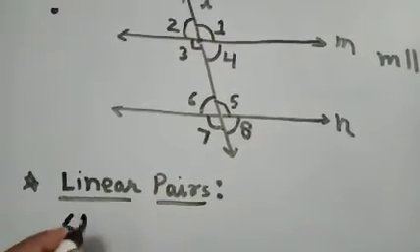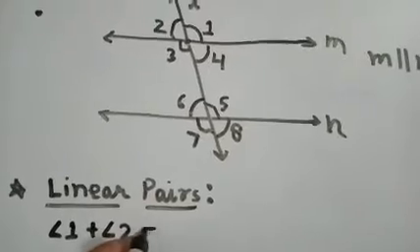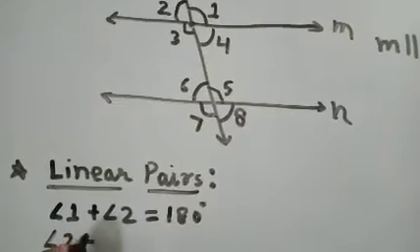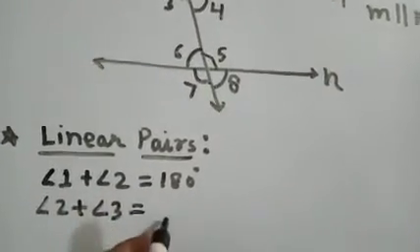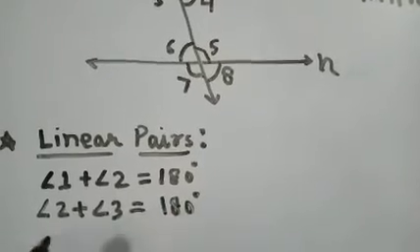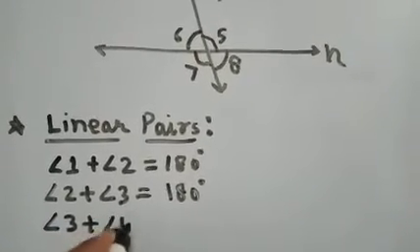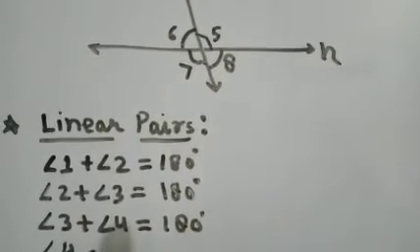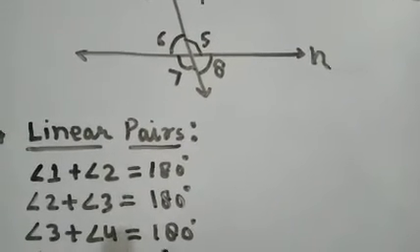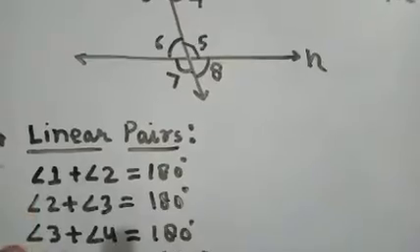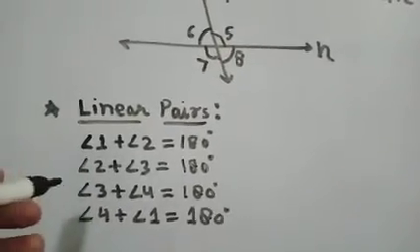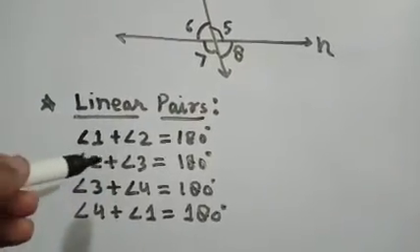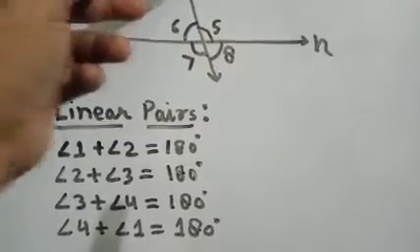So angle 1 plus angle 2 becomes 180 degrees. Angle 2 plus angle 3 is equal to 180 degrees. Angle 3 plus angle 4 is equal to 180 degrees. And angle 4 plus angle 1 is also 180 degrees. There are four pairs which make 180 degrees given here. These are called linear pairs when the transversal cuts the line M.